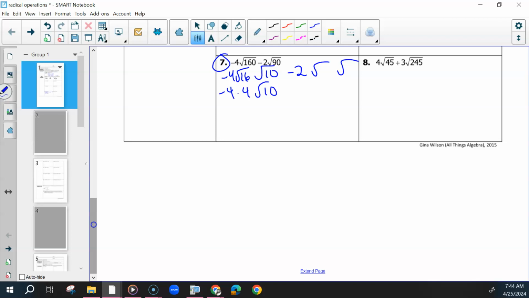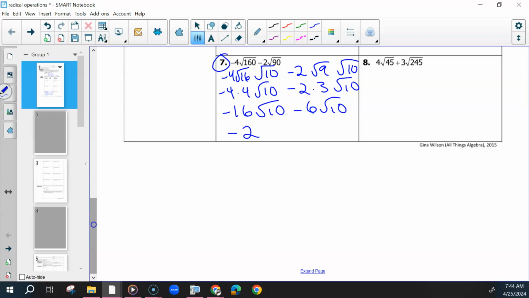Find the highest perfect square that goes into 90. 9 and 10. So then we could multiply the negative 4 and 4 and the negative 2 and 3 to get negative 16 root 10 minus 6 root 10. And then because we now have like radicals, like index, like radicands, we can combine this and that would be what?